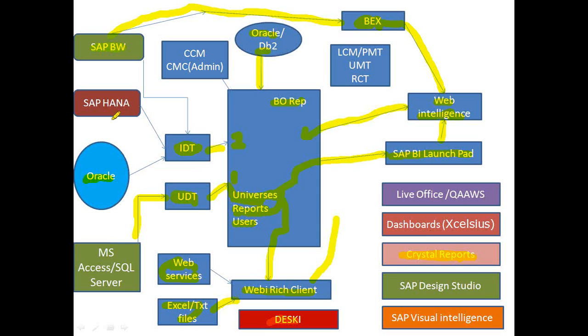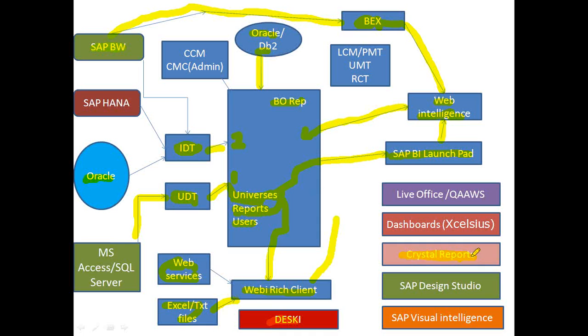But in real time, most of the sources we use are Oracle or SAP HANA source systems, SQL Server databases, Microsoft Access DB, Teradata, Sybase. On top of these source systems, we can develop Web Intelligence reports easily. Other than these, Crystal Report can access other sources as well, like XML source systems. So Crystal Report is another reporting tool in Business Objects.